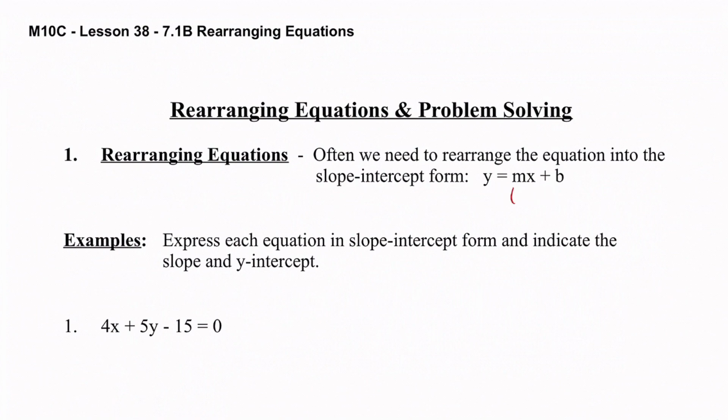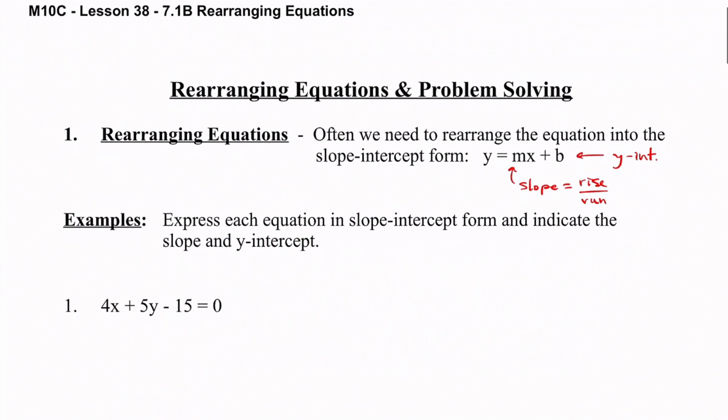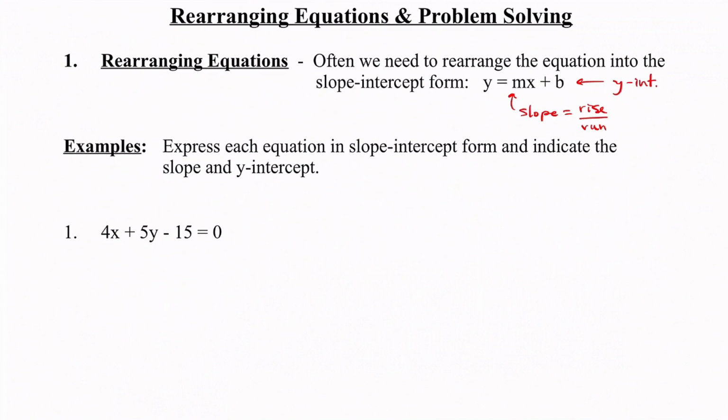From our last video, we looked at the m and the b. The m represented the slope, and slope, again, was just rise over run. And the b was our y-intercept, or wherever it crossed on the y-axis. We're going to do a couple examples here first where we rearrange. It says, express each equation in slope-intercept form and indicate the slope and y-intercept.